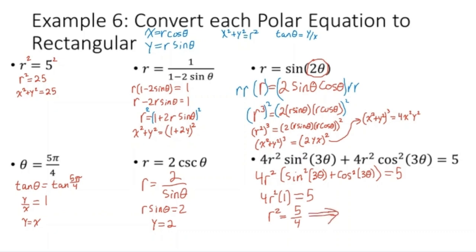Then we can replace our r squared with x squared plus y squared. So 4r squared sine squared 3 theta plus 4r squared cosine squared 3 theta equals 5 in polar form is equivalent to x squared plus y squared equals 5/4 in rectangular form.